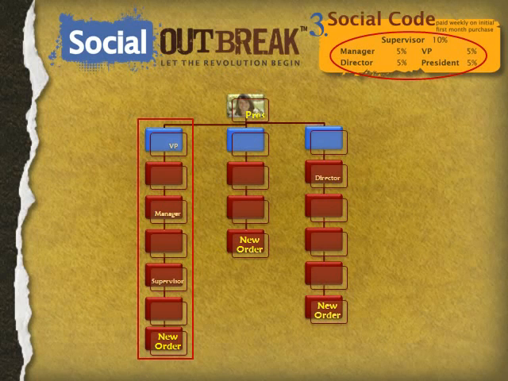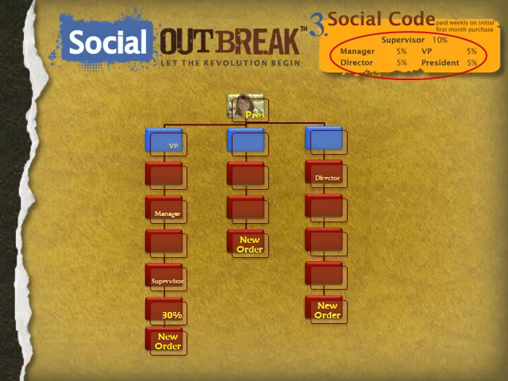Let's look at this example of the group on the left. A new order comes in from the bottom, and 30% commission on that new order is rolling up looking for a payout. It finds a supervisor. We look from the chart that a supervisor earns 10%, that's paid to that individual, and 20% continues to roll up. Now we find a manager. Well, managers earn 5%, and 15% rolls up.